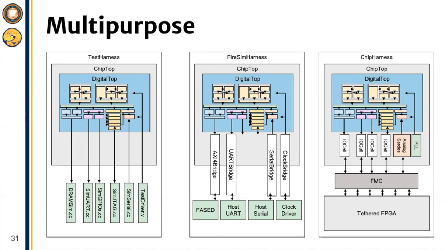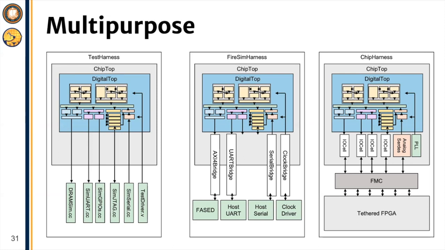And the same goes for actually taping out the chip, as you see on the far right. When you tape out a chip, instead of having models for the IOs, you're actually now building the IOs and driving them in some bring-up environment. And the key observation we made here is you want to make sure that your design is the same across all of these three use cases, even though the mechanisms for actually interacting with the design are very different.